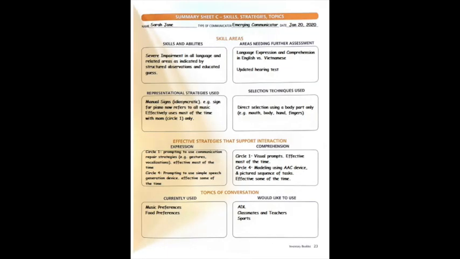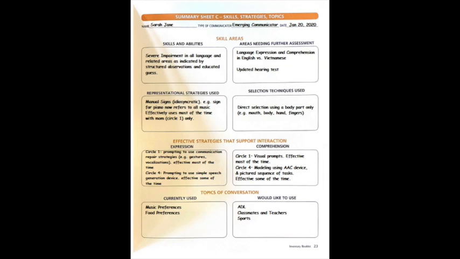Sheet C summarizes Sarah Jane's skills in language and related areas. That is, that Sarah Jane has a severe impairment in all language areas as well as visual, motor, and cognitive impairments. We also have information about the types of representational strategies and selection techniques she uses.